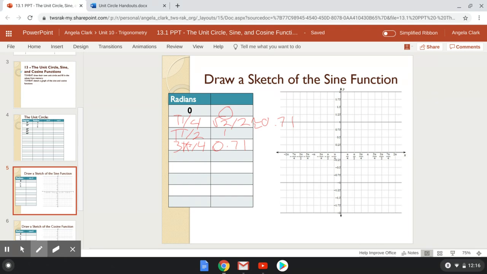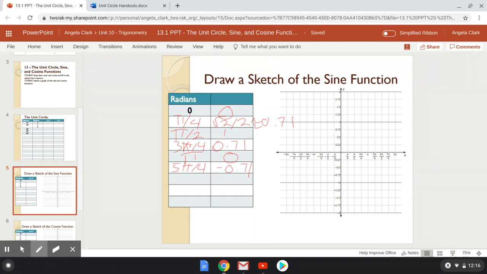And then at pi, that's going to be our negative x-axis, so again, y is going to be 0. 5 pi over 4 is in the third quadrant, 45-degree angle. Sine is negative, so that's negative 0.71. Notice the symmetry here. We're basically just having all the same numbers, just going between positive and negative.